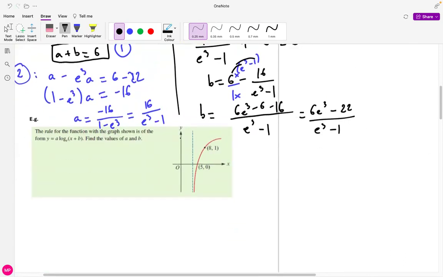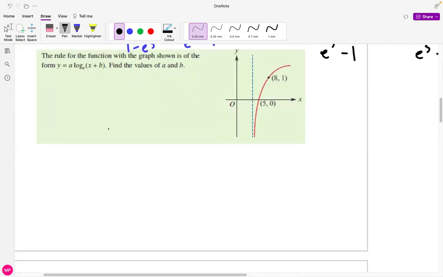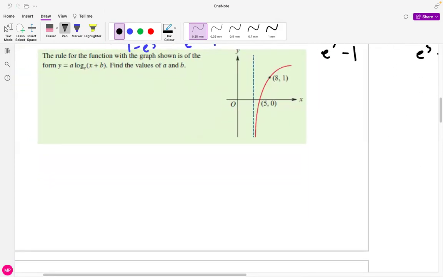Now we do another example, but this time we have a log equation instead. They did not give me the asymptote, so I count B as the unknown value since I don't know the asymptote. But they give me the point, so I do the same thing. I substitute the point (5, 0). So x is 5 and y is 0. So we have 0 equal A times log base a of 5 plus B.